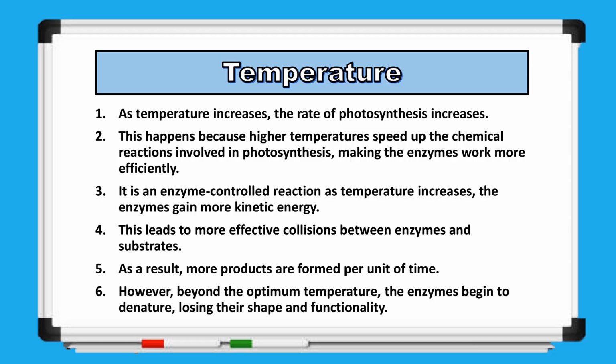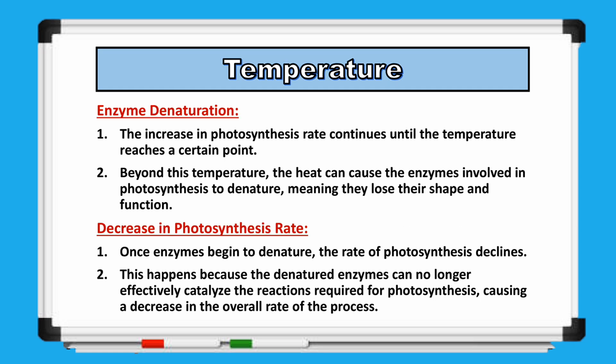This is called the optimum temperature. It is the temperature at which the rate of photosynthesis is at its highest. But if the temperature keeps rising beyond this point, the enzymes begin to lose their shape. This process is called denaturation. Once enzymes are denatured, they can no longer carry out the job effectively. So as the temperature goes too high, the enzymes break down, and the rate of photosynthesis drops.